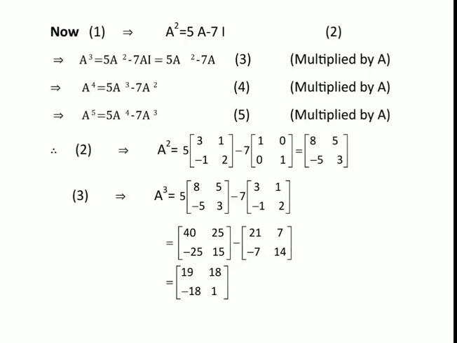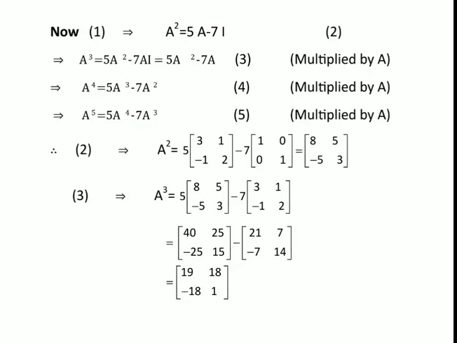Now we have to find A cube. Multiplying on both sides by A, we have A cube is equals to 5A square minus 7AI. That is 5A square minus 7A because you know A into I is A. Take this one as equation 3.